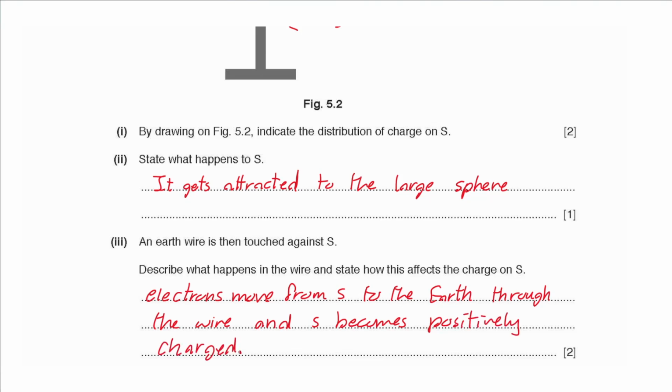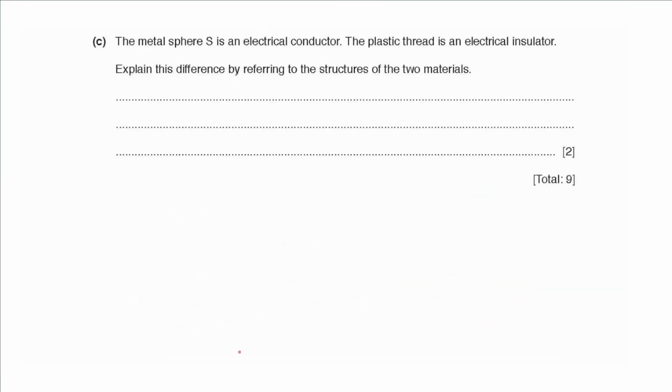If you bring a positively charged object near a metal and then you connect the metal to earth and then disconnect it, it becomes positively charged. If you bring a positively charged object near a metal and then connect the metal to earth, it then becomes negatively charged. Question C says the metal sphere S is an electrical conductor.